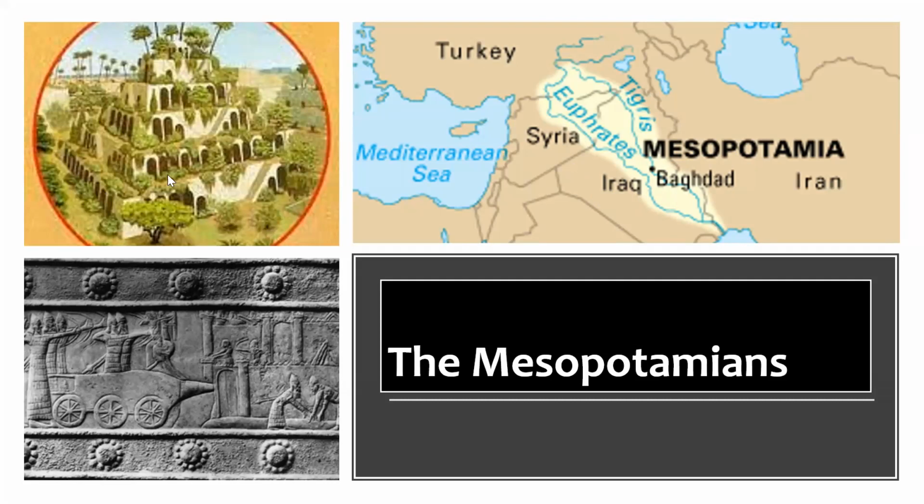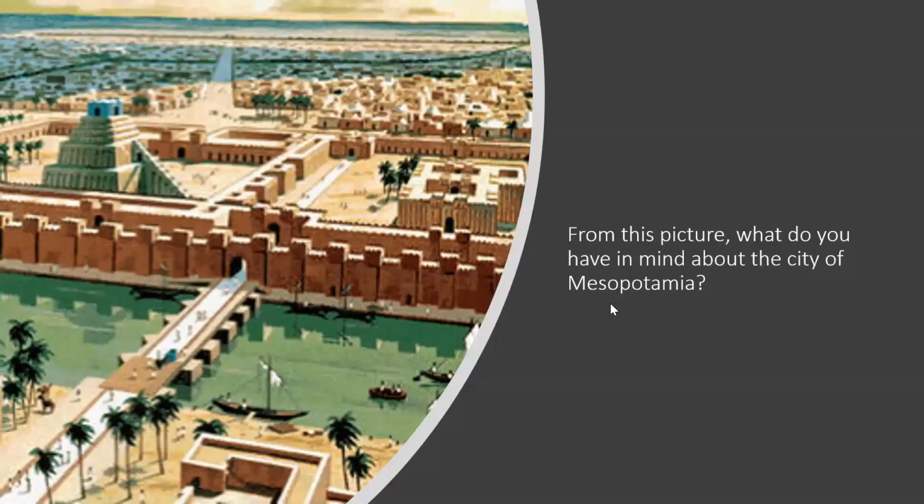This is the building. If you have ever known about hanging gardens or ziggurat, taman gantung, and so on, then this is the picture of the temple. Now let's have a look at the picture of the city of Mesopotamia. From this picture, what do you have in mind about the city of Mesopotamia?